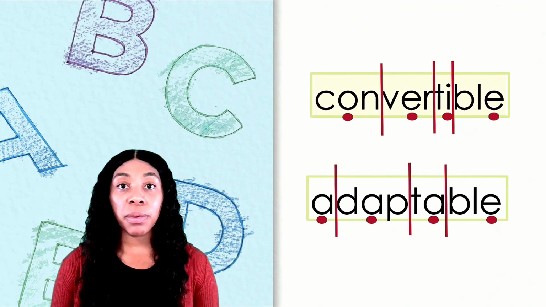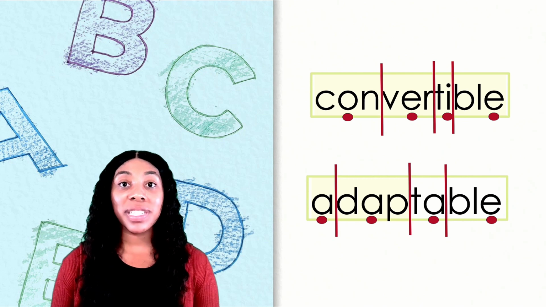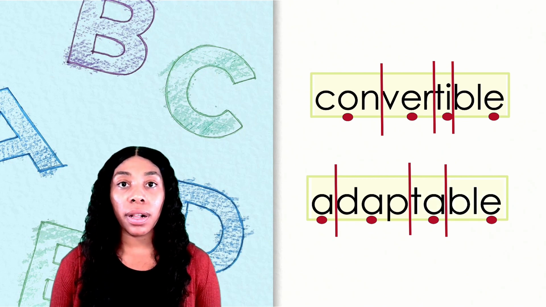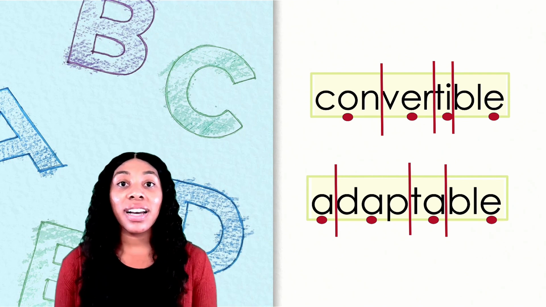So the first syllable would sound like uh, the second syllable would sound like dap, the third syllable would say t, and the last syllable would say bull. So if we were to clap out this word, it would sound like adaptable. Adaptable.